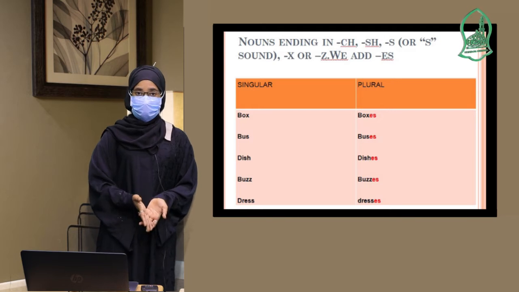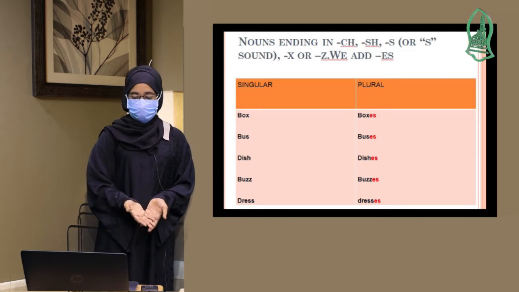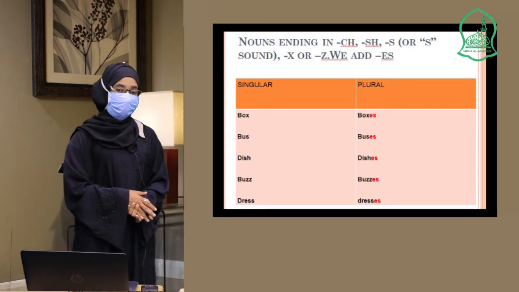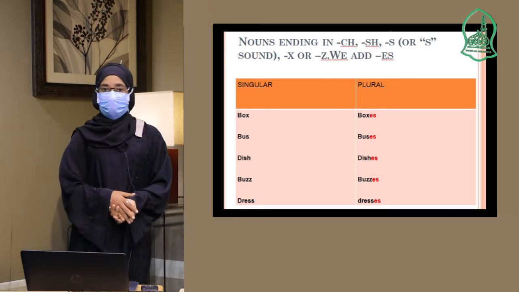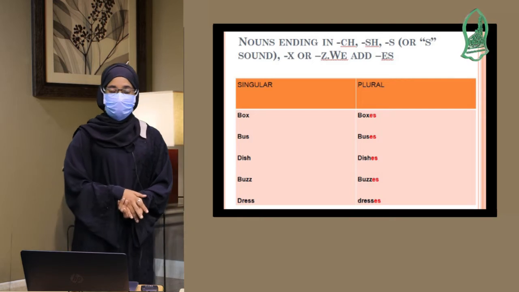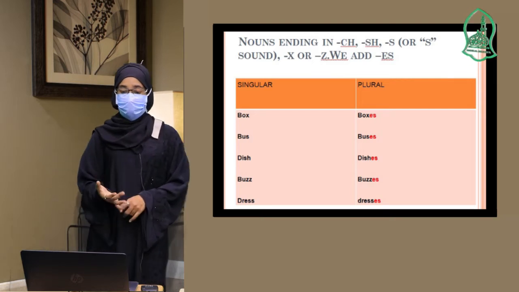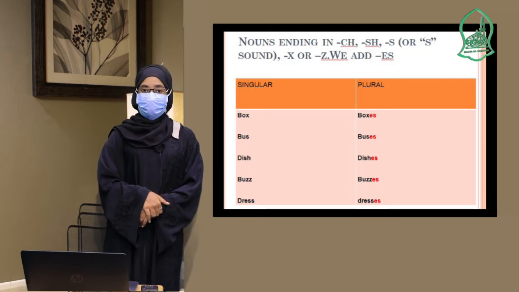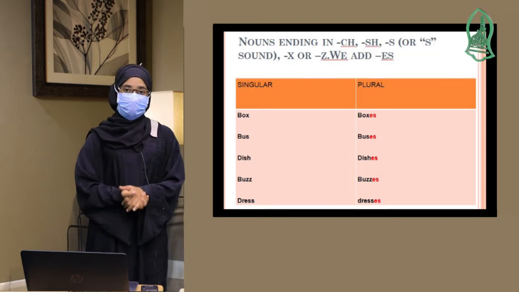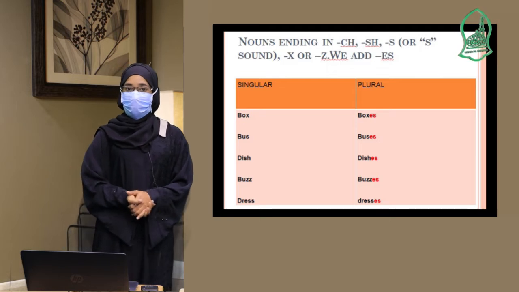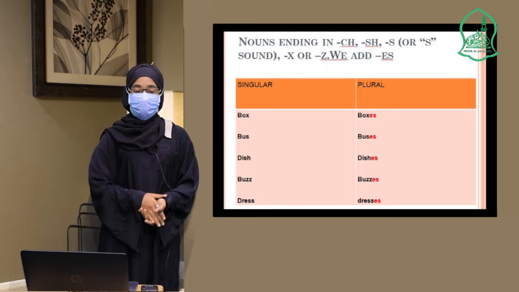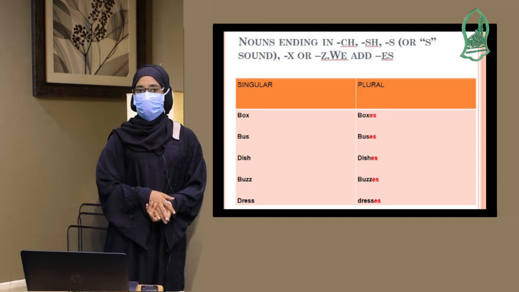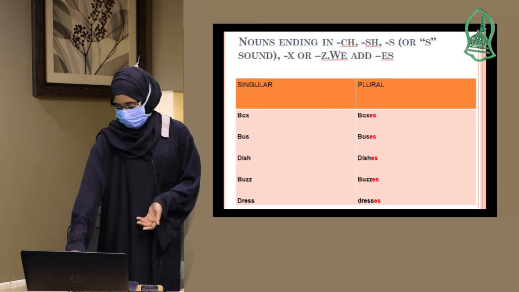The word dress, it is ending with s. We are adding es to make it a plural, and it becomes dresses. So that is the second rule. Noun ending with ch, sh, s, x, and z, we have to add es to make it a plural. So you have to understand any word that you can see that are ending among these letters, you have to add es when you are talking in plural form about those nouns.